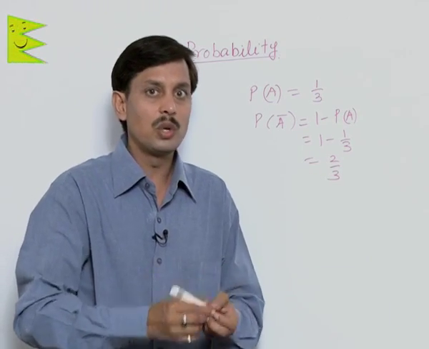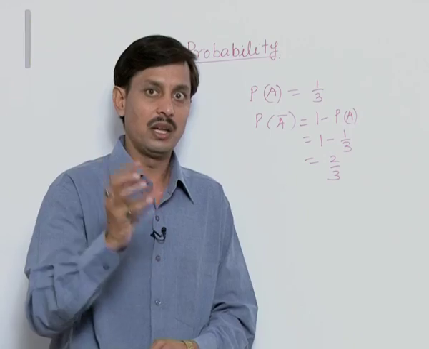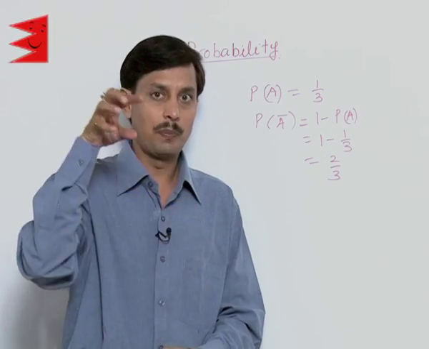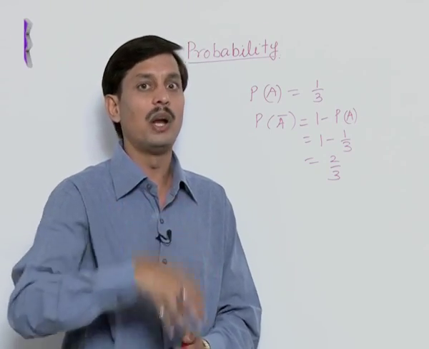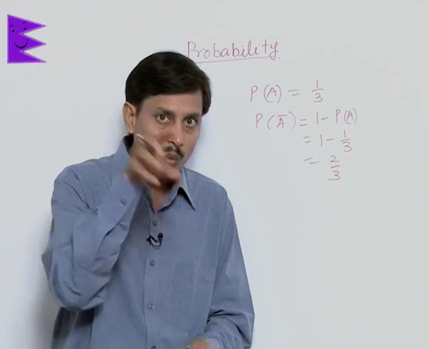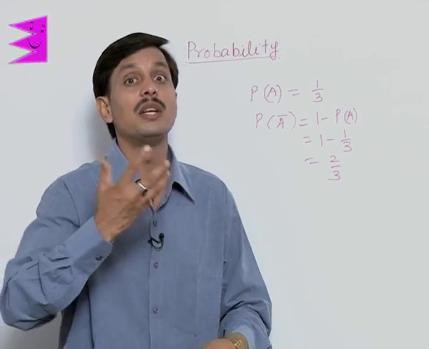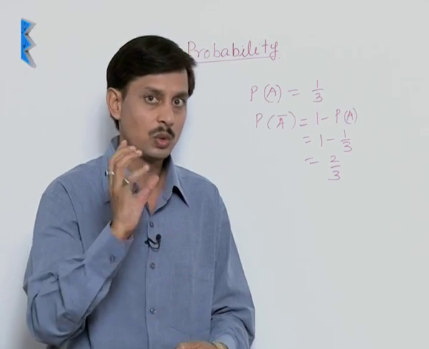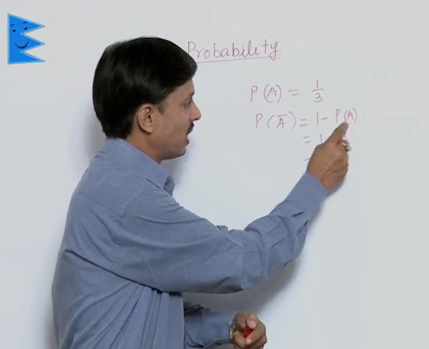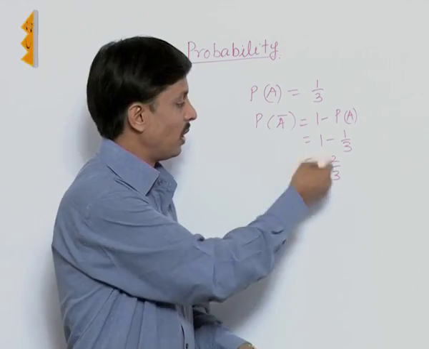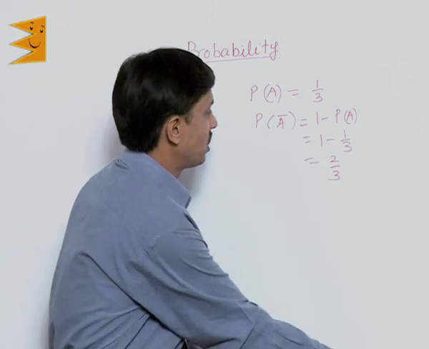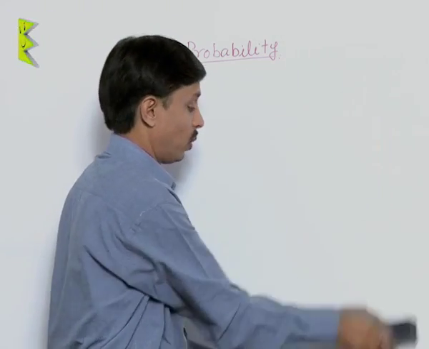So you must note here that if you are given the probability of some event, and you want to calculate the probability that it is not possible, it is simply 1 minus the probability, and then you will get the answer. And the reverse is also true.